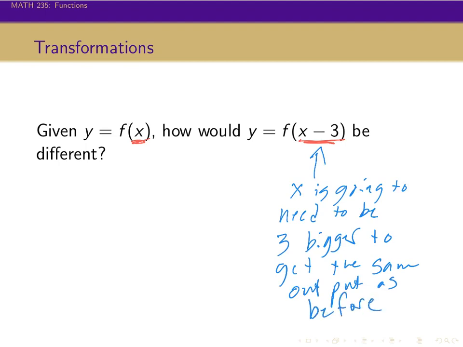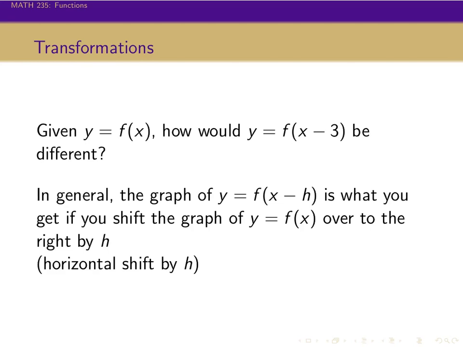And so for any value we plug in, we need to make it 3 bigger to get the same output as we got before. What's that going to do to the entire graph? Well, it's going to shift the entire graph over horizontally by 3. So generally, if we look at the graph of y equals f of x minus h, that h is going to represent a horizontal shift to the right.